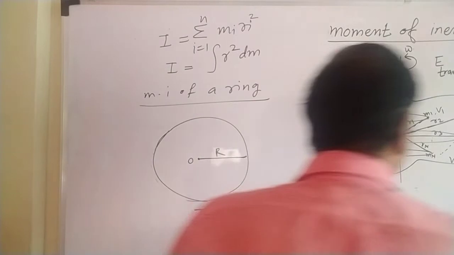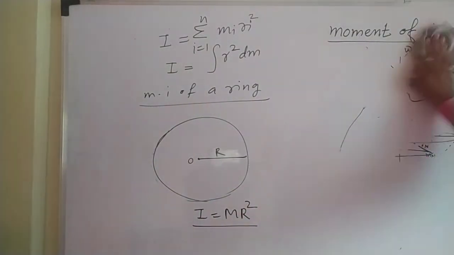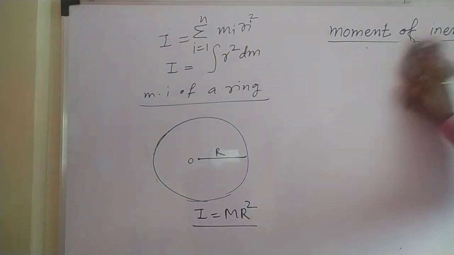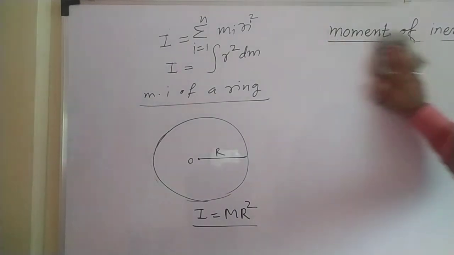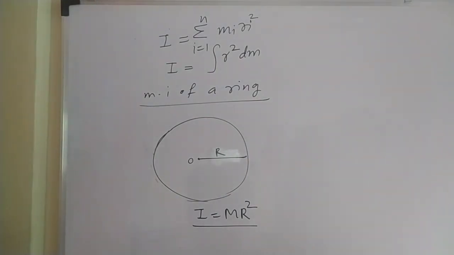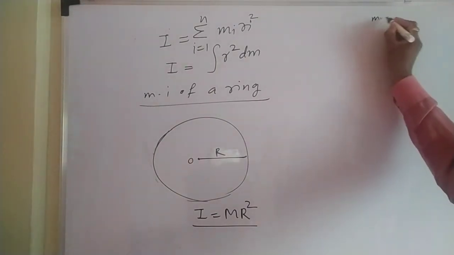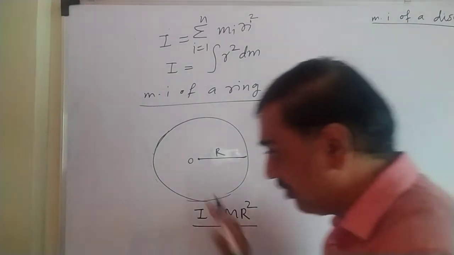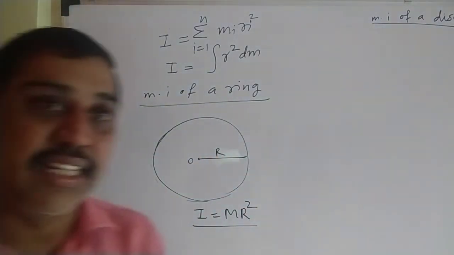Apart from this, if the object changes, if instead of a ring we consider a disc, what will occur? Definitely the moment of inertia changes, and that we have to find out now. From this moment of inertia of a ring, we have to find the moment of inertia of a disc. What is a disc? A disc is a solid surface. A ring is a hollow one, a disc is a solid one.